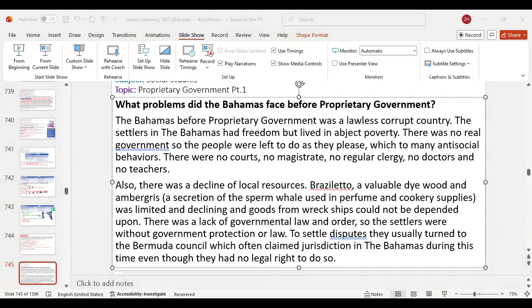Which council was sought to help deal with the disputes of some of the settlers in the Bahamas? The Bermuda Council. Very good.